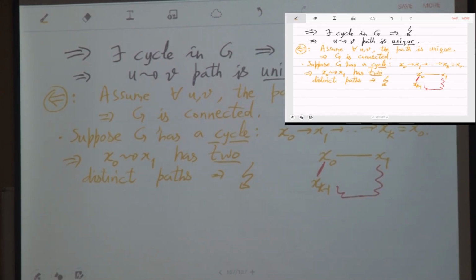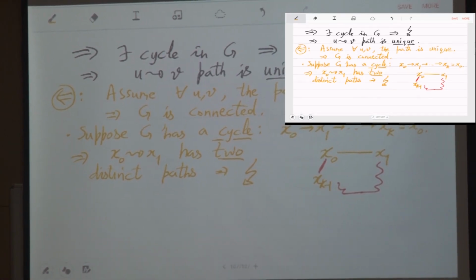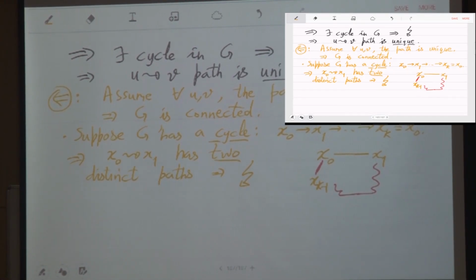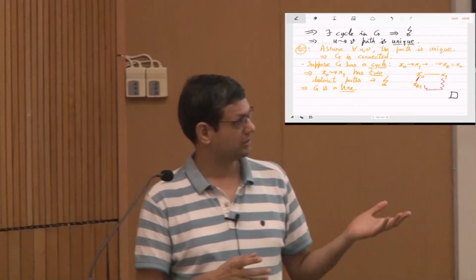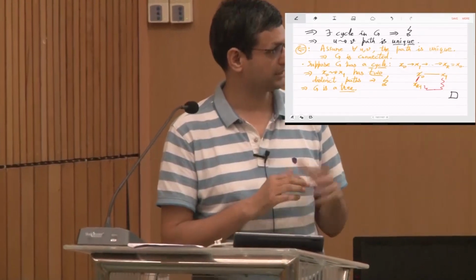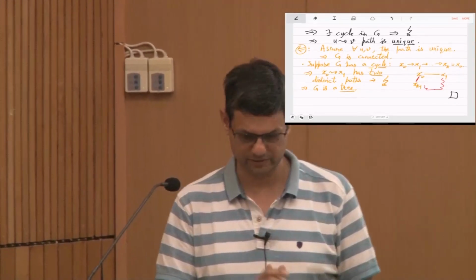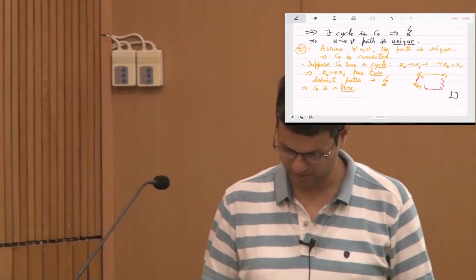Just the first edge itself gives you the contradiction. Okay, so the contradiction means that all paths are unique, and hence G is a tree. Right, so we have shown both sides. So then we have an independent definition of a tree. You can talk in terms of unique paths. And the original definition of tree was via connectedness and cycle freeness. You can use any of these now.